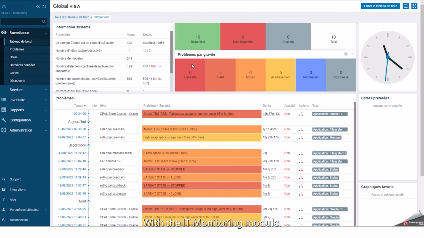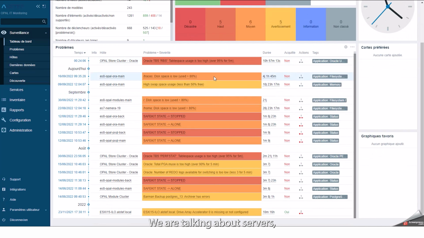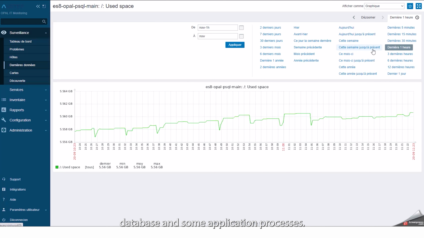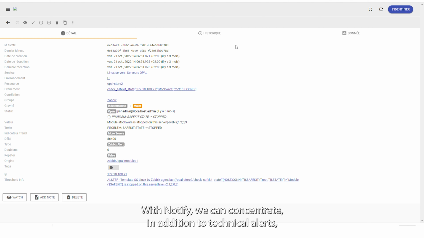With the IT monitoring module, we are able to provide monitoring functions for IT equipment. We are talking about servers, databases, and some application processes. With Notify, we can concentrate, in addition to technical alerts, all types of functional alerts.